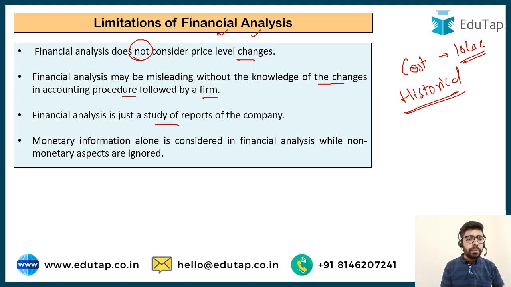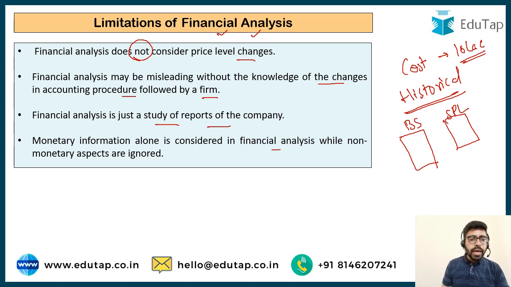So there are some reports of the company and we are just trying to study those reports, and they primarily comprise the balance sheet and statement of P&L. Monetary information alone is considered. So we are only going to see the figures in money terms. We are not going to see any other figure. All the non-monetary aspects are ignored. So we are already ignoring how good is the human resource of the firm. Are there any disputes in the firm? Anything which is not measurable in money terms is totally excluded from the financial statements as well as financial statement analysis.